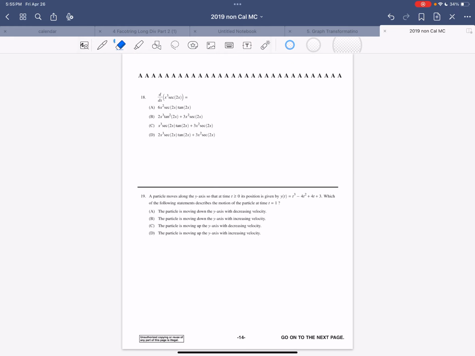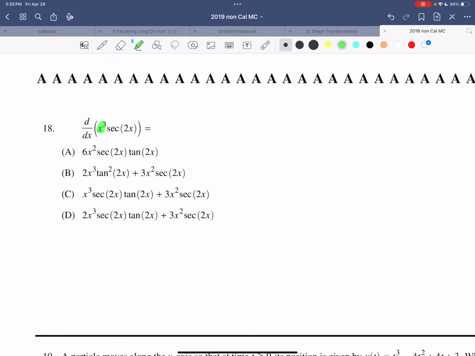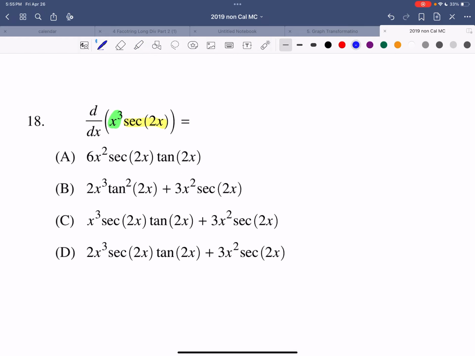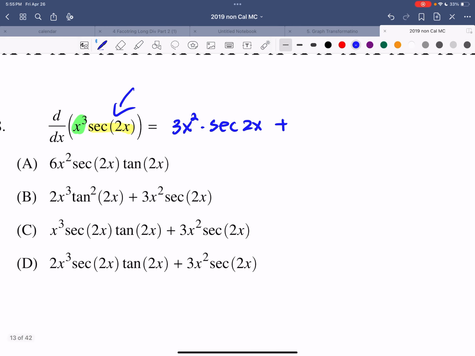Now, question number 18. This one is easy. It's a chain rule. So you're going to derive this one, right? One for here and another one for this. Just letting you know, it's a chain rule. When you derive it, it's going to be 3x squared times secant 2x plus the derivative of secant 2x. What is that? Secant 2x is simple: secant 2x times tangent 2x. You've got to memorize it. Times the derivative of this one, which is 2.